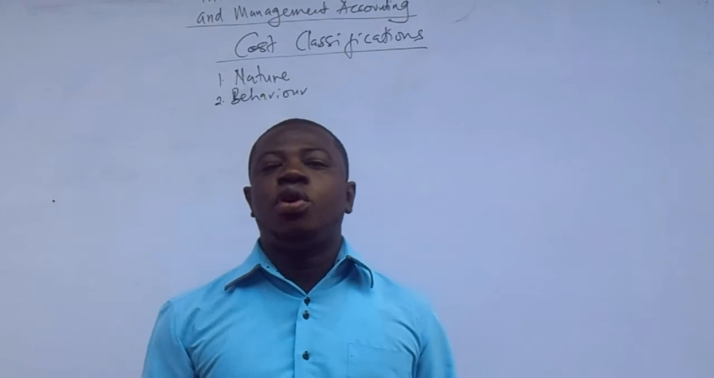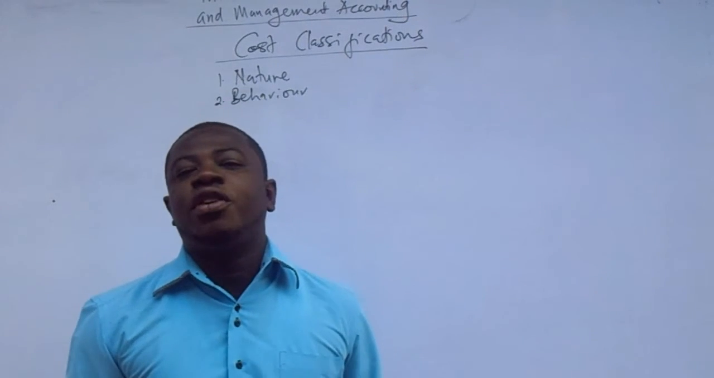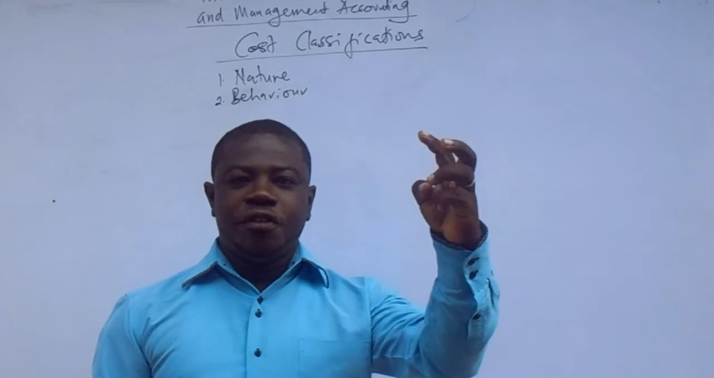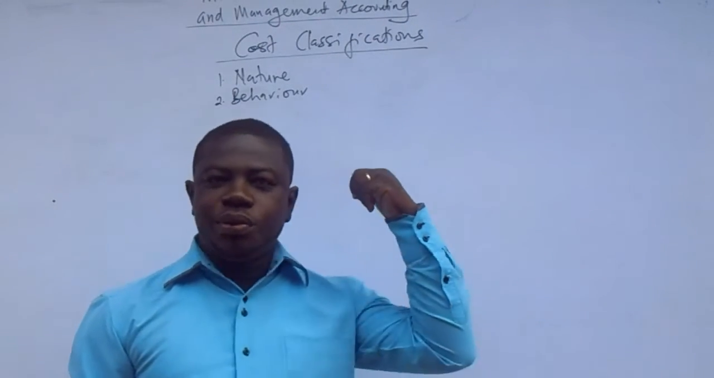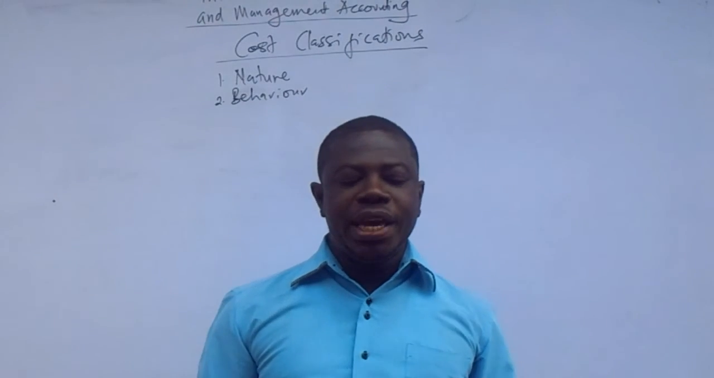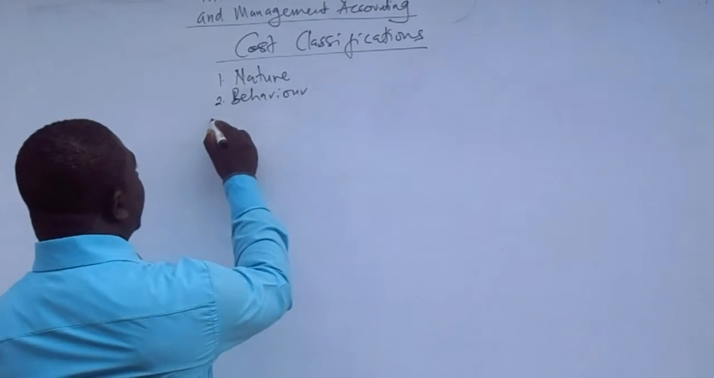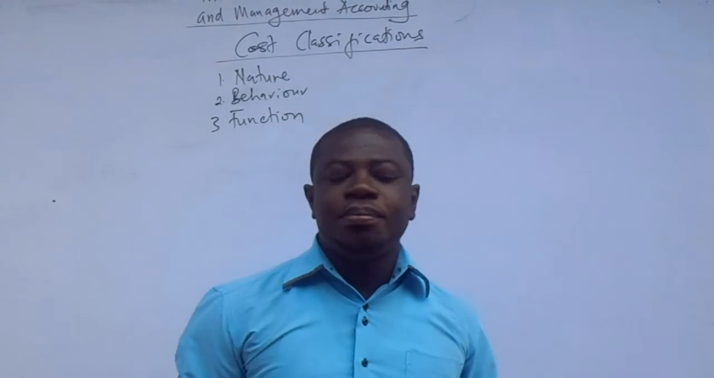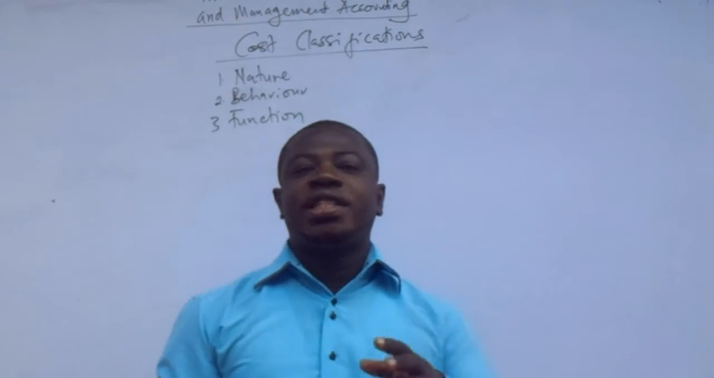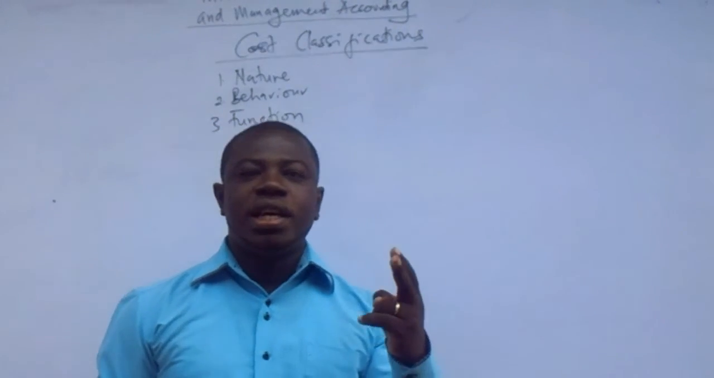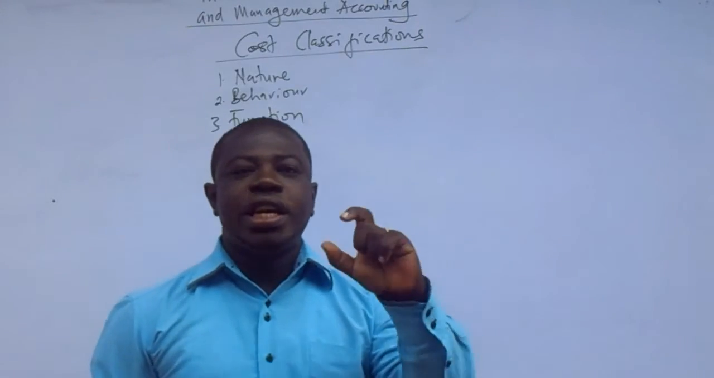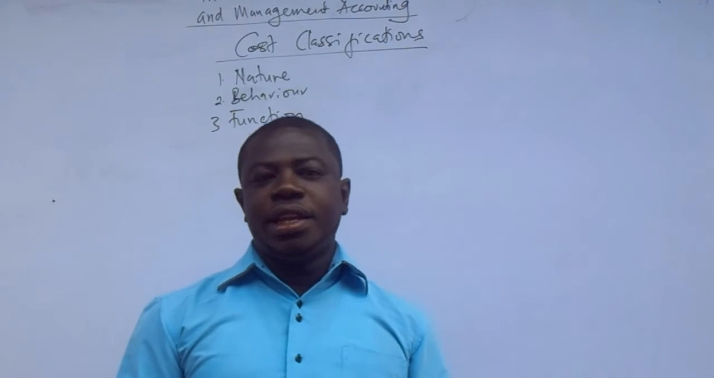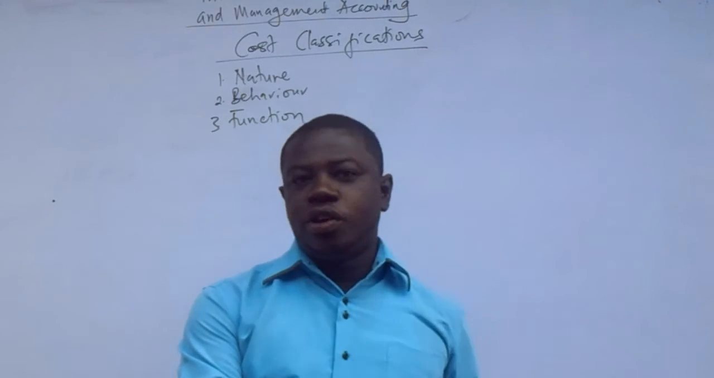We can classify cost also according to behavior. To classify cost according to behavior is to look at cost as either fixed cost, variable cost, or mixed cost. And then we can also classify cost according to function, the functions that they perform. By doing so, we are looking at production cost, administrative cost, selling cost, and distribution cost, the functions that they perform in the organization.